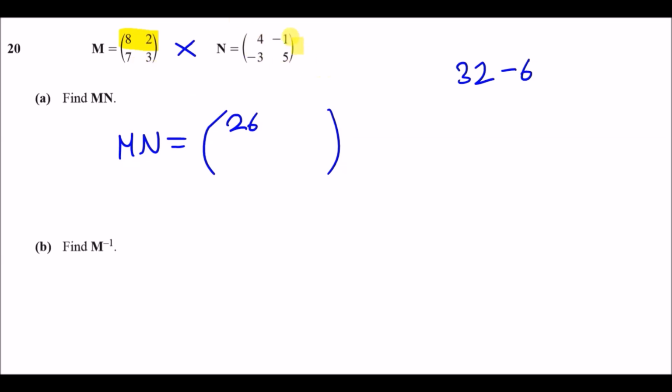Now the next bit, again, we just changed another column. It's going to be 8 and 2 and pick another one, minus 1 and 5. And same thing applies. It will be 8 times minus 1, which is minus 8. And then 2 times 5, which is 10, so plus 10. And again, minus 8 plus 10 is 2.